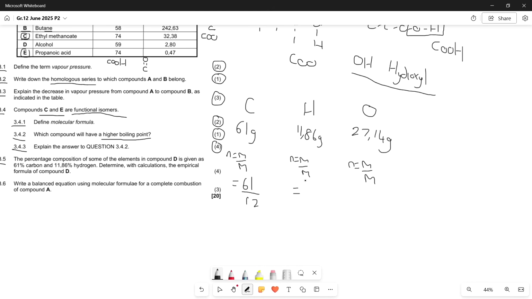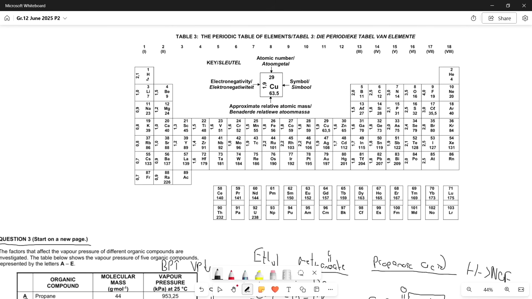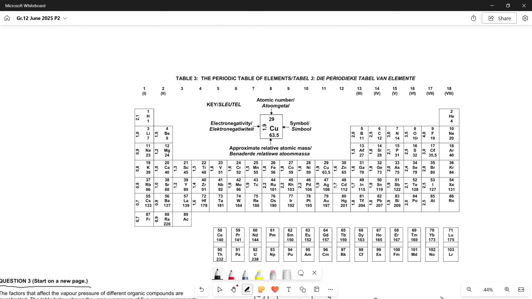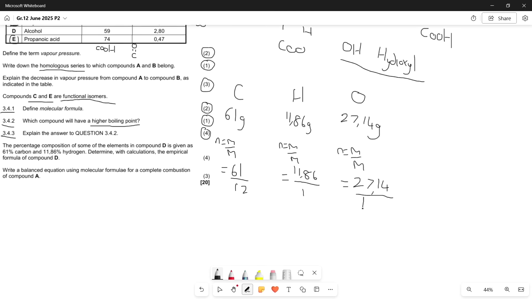And then hydrogen is 11,86 for its actual mass, and its molar mass is just 1, as we can see here on the periodic table. And then our oxygen is 27,14, the amount in grams that we have, and then its molar mass is just 16. Even though it is a diatomic molecule, we do not treat it as such, same as hydrogen over here. We just put the 16 as if it was just one atom of oxygen. So then we write 16 over there. And then from there, we're going to plug each of these into our calculator, and we're going to get answers that we can round off to 2 decimal places.